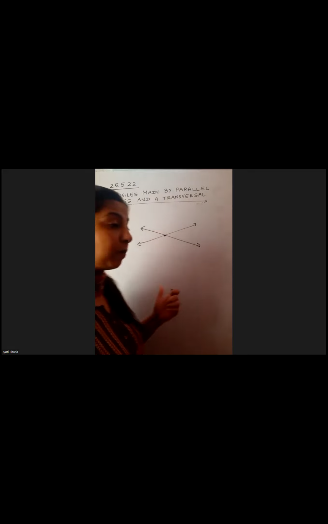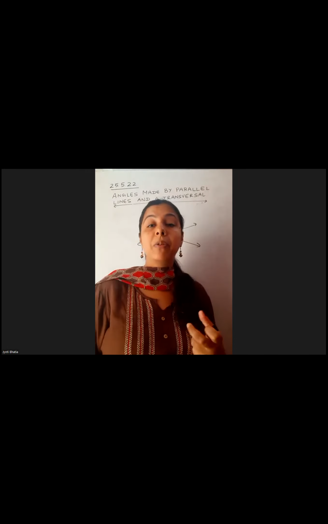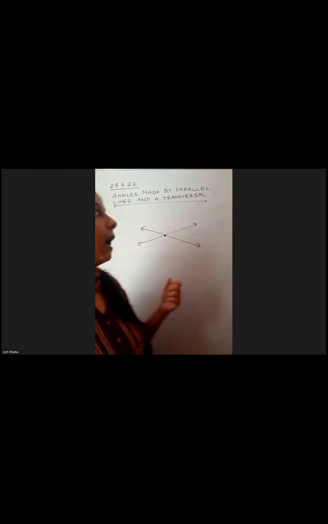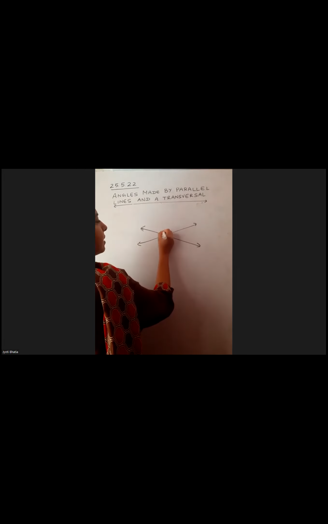When two lines intersect, what is the shape of the intersecting lines? Which alphabet represents intersecting lines? X. And which kind of angles are formed when two lines are intersecting? Vertically opposite angles. Very good. Vertically opposite angles are formed.